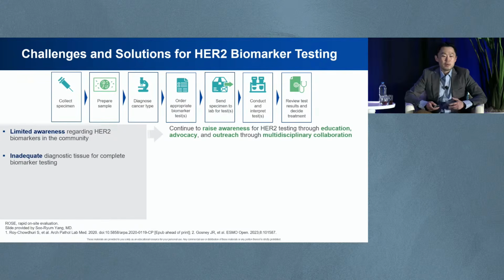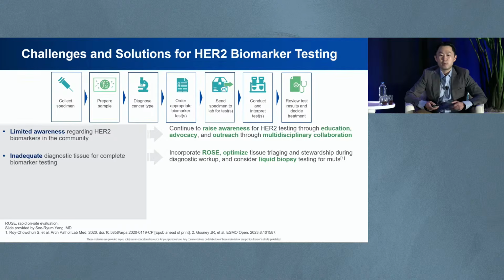And then, we also have issues with inadequate diagnostic tissue for complete biomarker testing, right? Tissue is always going to be the issue. And so for that, I, again, encourage everyone to think about incorporating ROSE, or rapid on-site evaluation, and then also optimizing your tissue strategy so that we can do a better job in terms of tissue triaging and stewardship during diagnostic workup. And then, of course, considering liquid biopsy for the mutations in select clinical scenarios.